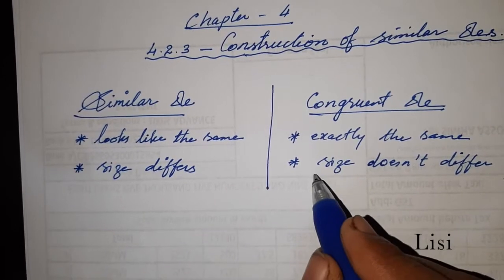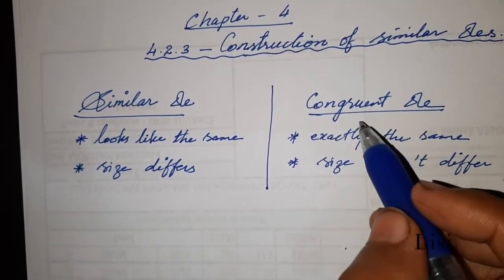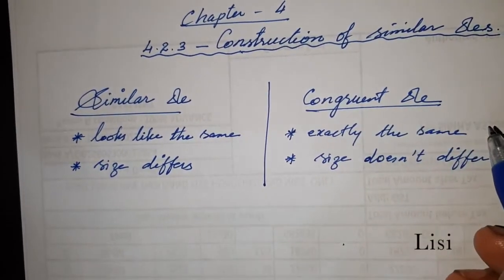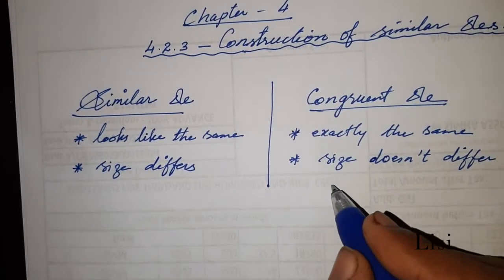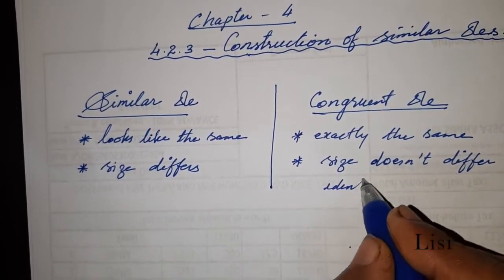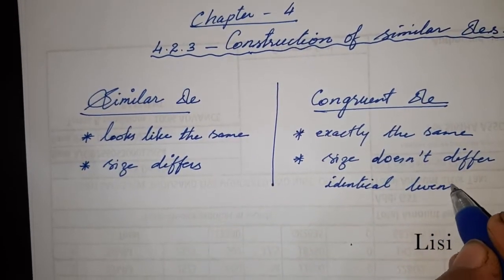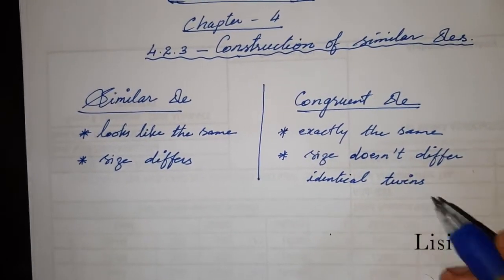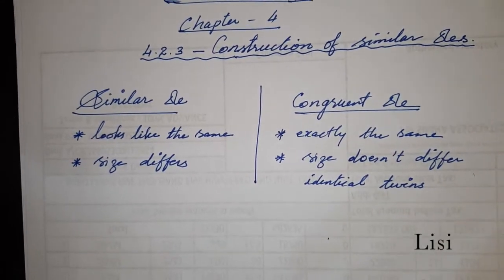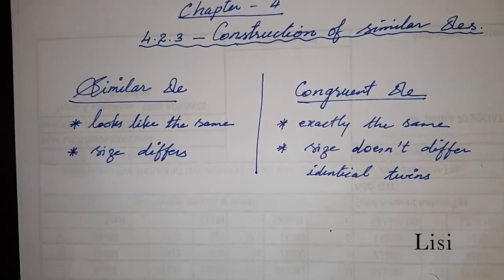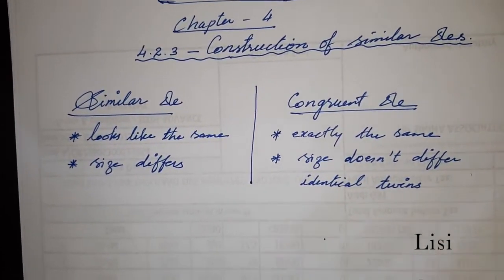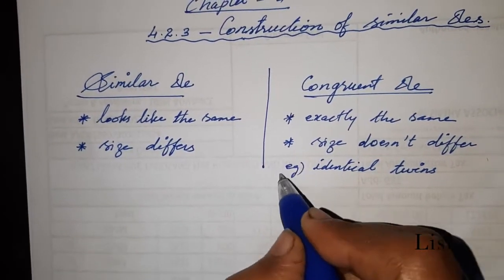Here you can remember, whenever the word congruent triangles comes, you can remember identical twins. What are identical twins, ma? இரட்டையர்கள் ஒரே மாதிரி இருப்பாங்கல்ல, எக்ஸாக்டா அவங்கள கண்டே பிடிக்க முடியல, அந்த மாதிரி உள்ள இரட்டையர்களை இதுக்கு எக்ஸாம்பிளா வச்சுக்கலாம்.